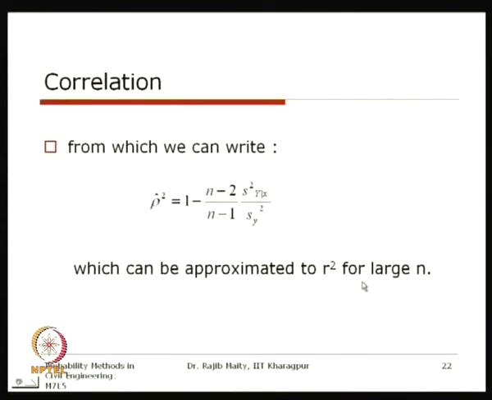So, what we have seen earlier is that this R square is explained in terms of the percentage reduction of the variance, which equals 1 minus the conditional variance divided by the unconditional variance. That was the R square, the percentage of reduction, or the percentage of how much is explained through that regression model. So, here we can see that if n is large, then this quantity can be approximated to this R square.